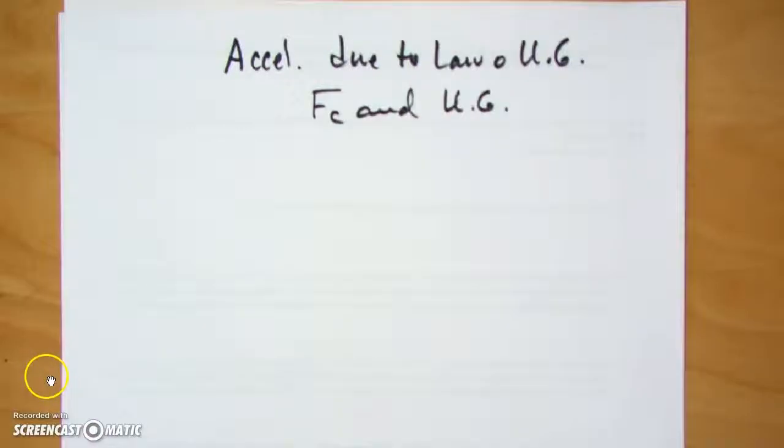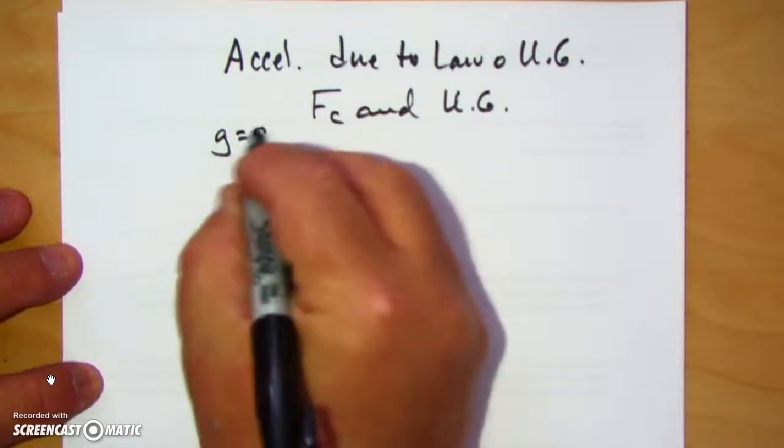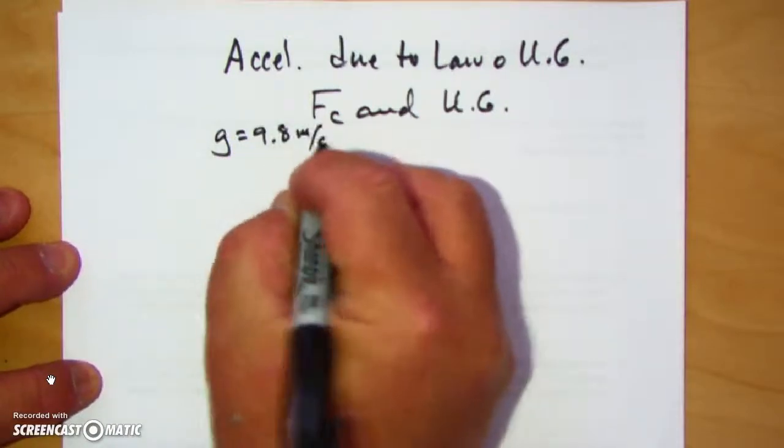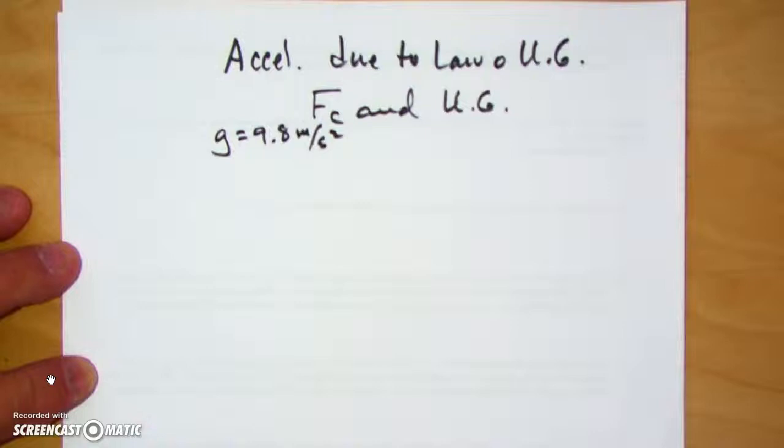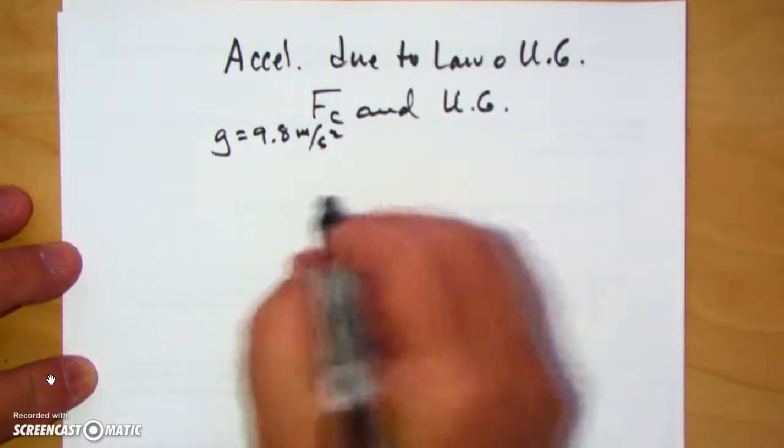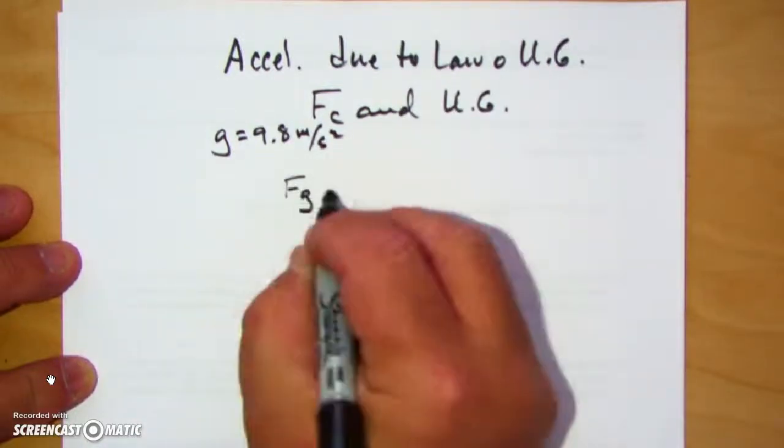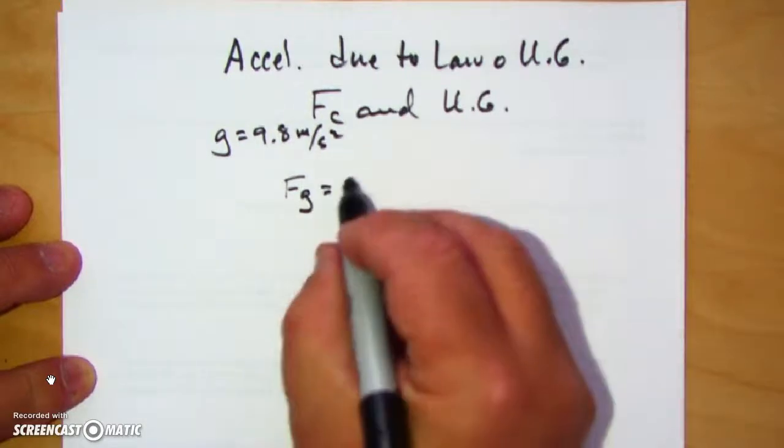Okay, let's talk about the acceleration due to the law of universal gravitation, and we'll also discuss centripetal force when that comes up. So we know that the commonly accepted value of g is 9.8 meters per second squared, but where the heck did that come from? Well, it actually can be derived from this law.